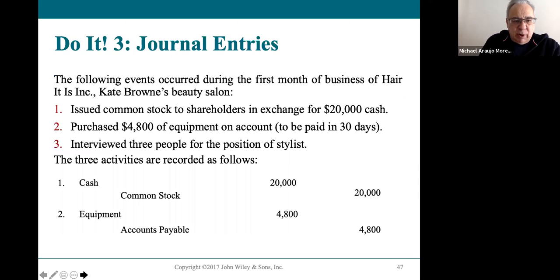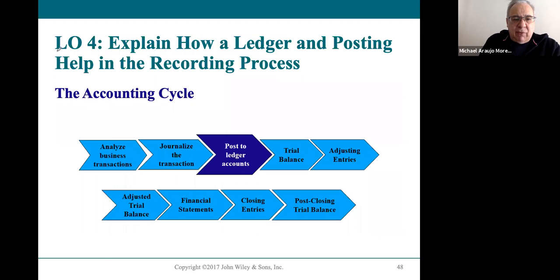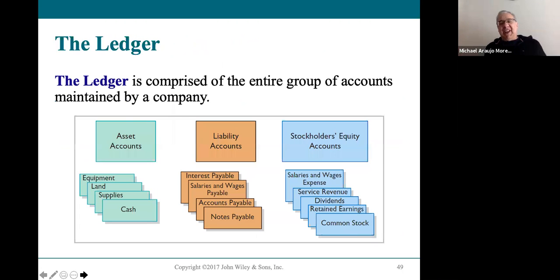That's basically what we're going to be looking at in objective four, and that is they post to a large book called a ledger. Back in the day, it was a very, very large book. Now it's a computerized book. If you printed it out, it would be enormously large. So basically, the ledger is a very large book showing all of the accounts of the company. And each account is listed separately in the ledger.